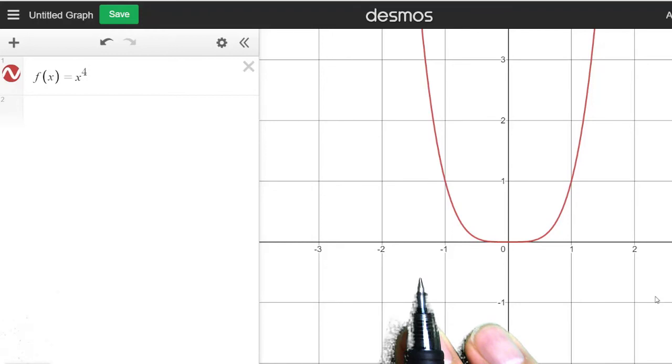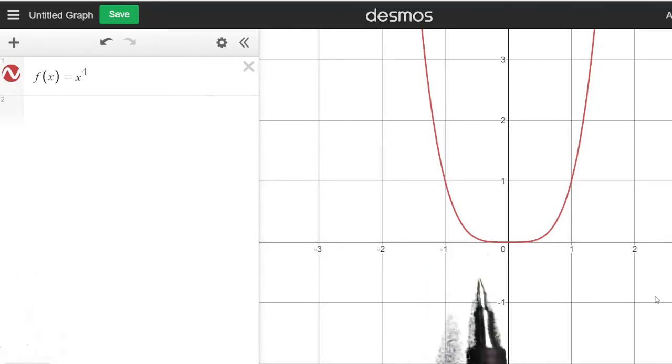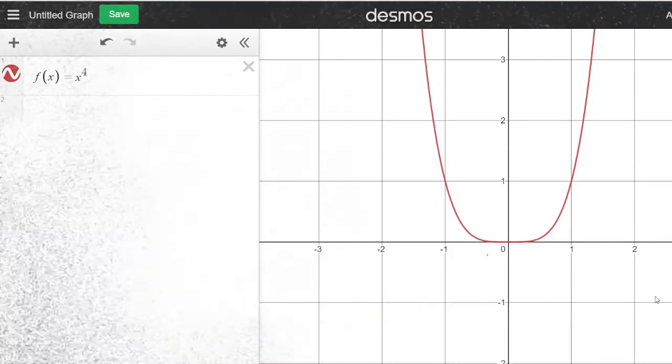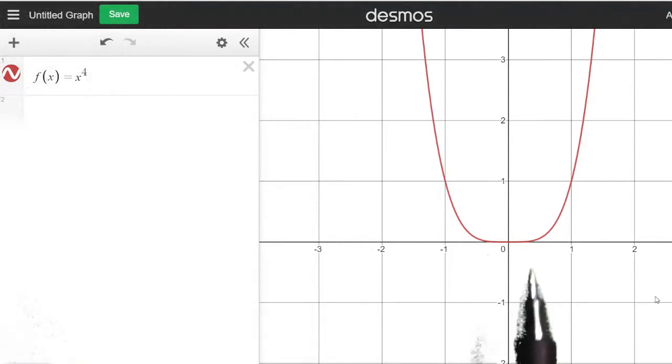And remember, just because the test is inconclusive doesn't mean the second derivative test is giving us the wrong answer. It's just saying, you know, I don't know. You're going to have to try something else. But I think it would be a great exercise for you to go ahead and use the first derivative test on this function, x to the fourth, and verify that that is where you would find the minimum.